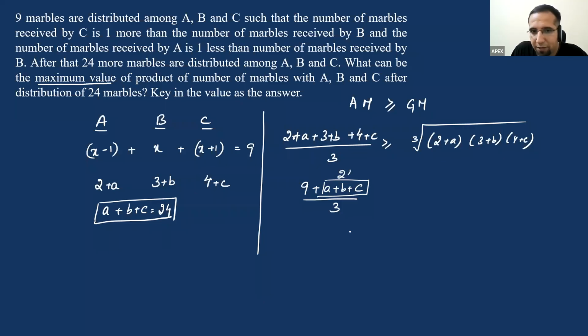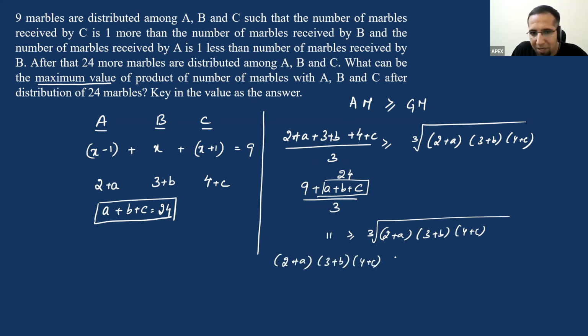So we get 11 is greater than or equal to the cube root of 2 plus A into 3 plus B into 4 plus C, right? So, in short, the desired answer, that is 2 plus A into 3 plus B into 4 plus C, will be less than or equal to 11 cube. So therefore, in this case, the maximum value that it can take is 11 cube. And therefore, the maximum value of the product of the number of articles with them is going to be 11 cube.